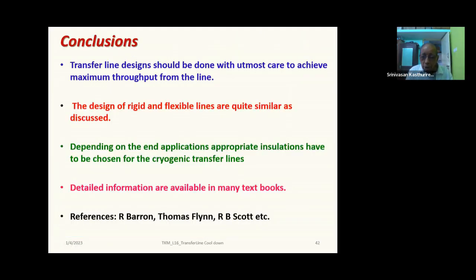I think I will conclude this design of the cryogenic transfer line. I would like to mention that transfer lines should be designed with utmost care to achieve the maximum throughput from the line. The design of rigid and flexible lines is quite similar, and depending on the end application, appropriate insulation has to be chosen for the cryogenic transfer line. For example, if I want a fast cryogen transfer with a large quantity of liquid flow, then I should go in for super insulation material.